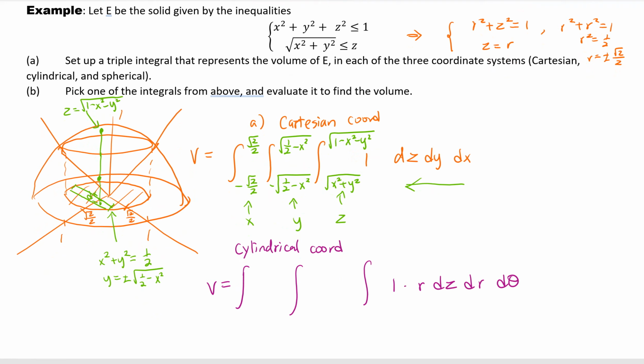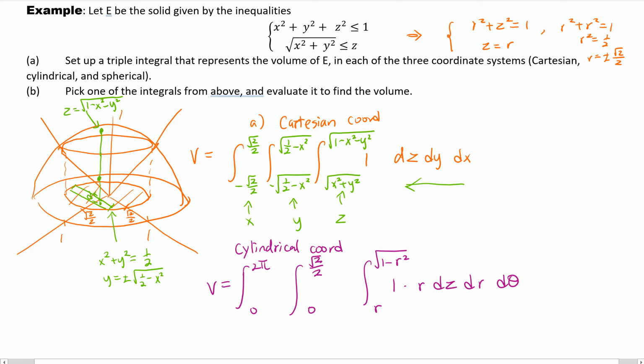our theta is from 0 to 2 pi. Our r is, look at the base region. R is from 0 to root 2 over 2. Then z is from the cone. So the cone, z equals r, to the sphere, sphere is square root of 1 minus r squared. So far so good, everybody?